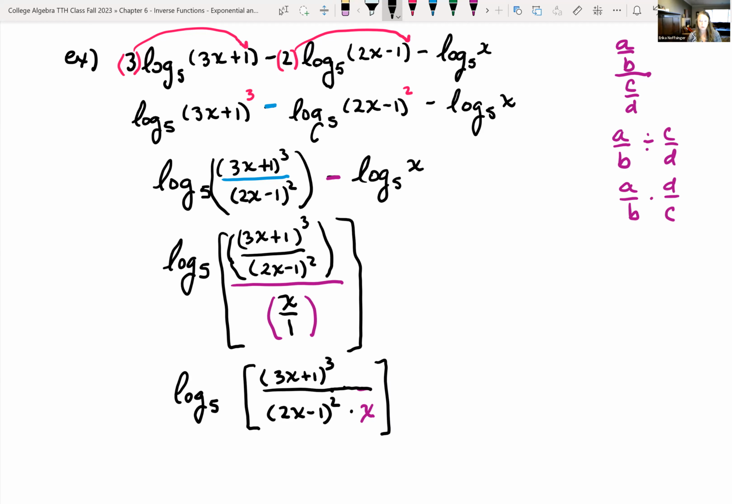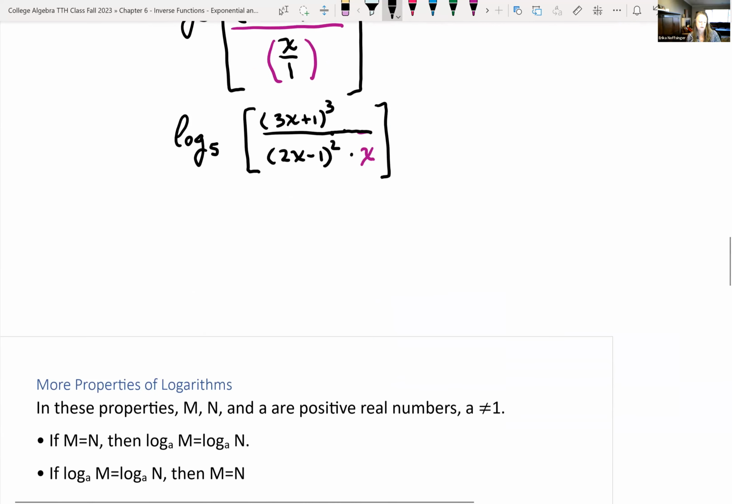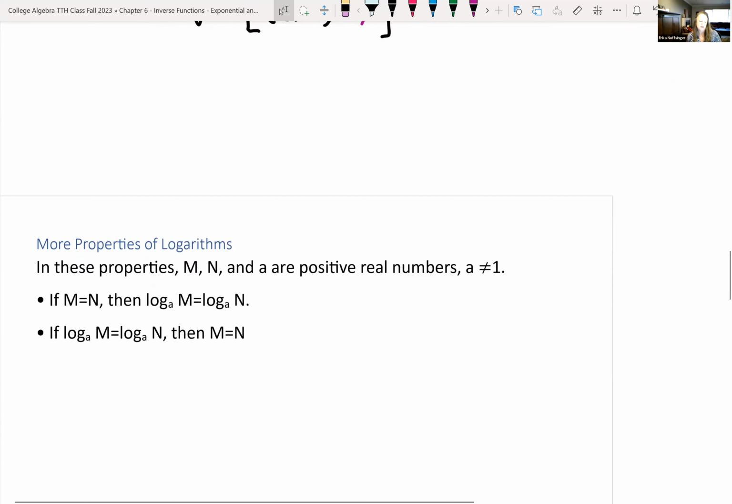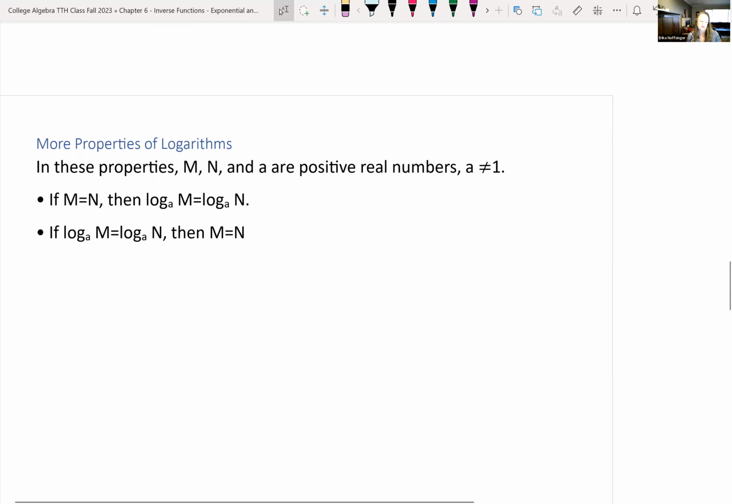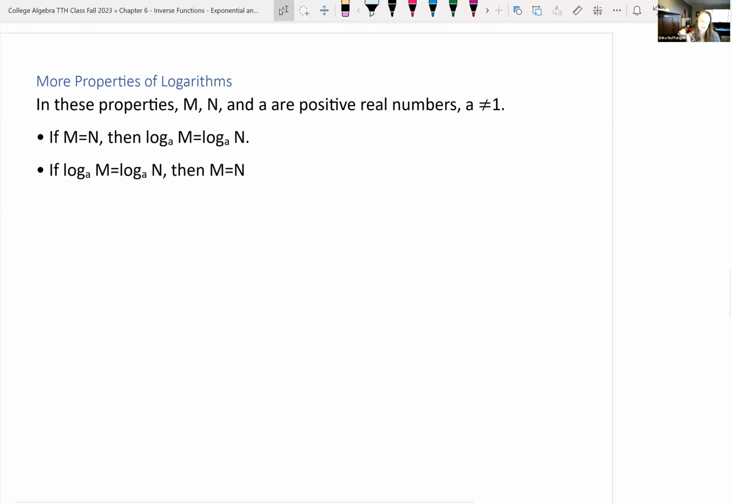So there's a couple more properties of logarithms that are going to help us in a minute to solve these logarithmic equations. So the following states these properties. First of all, capital M and capital N and lowercase a must be positive real numbers. And the other stipulation is our base a of our logarithm can't be equal to 1.